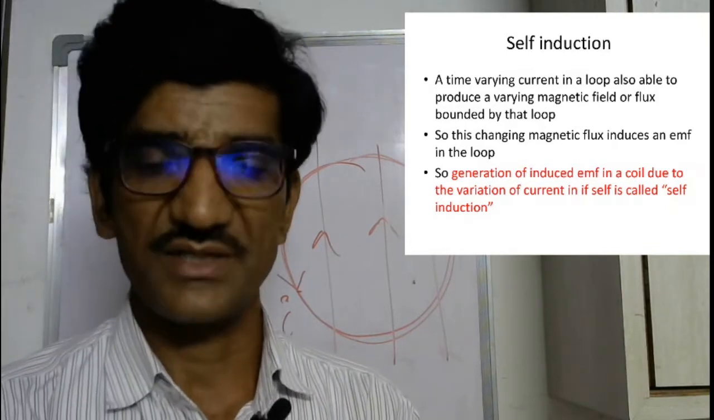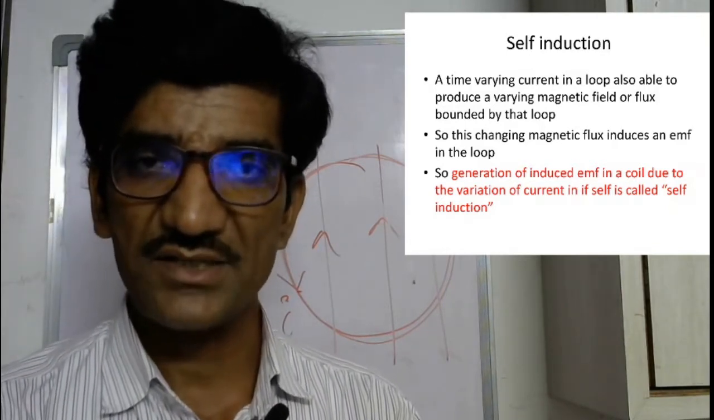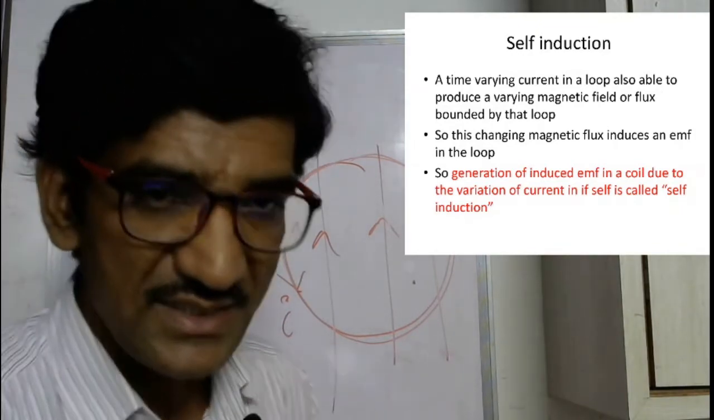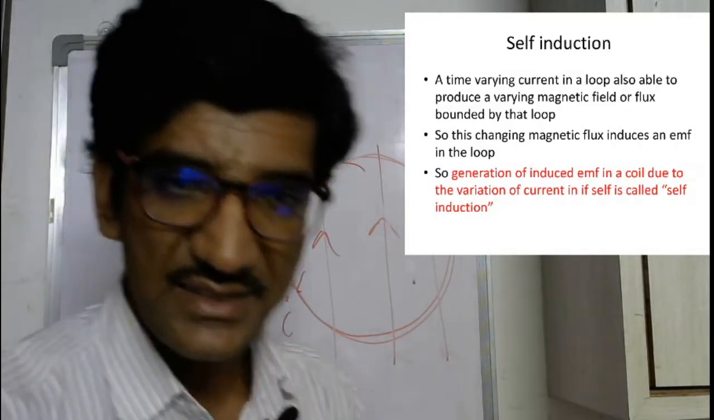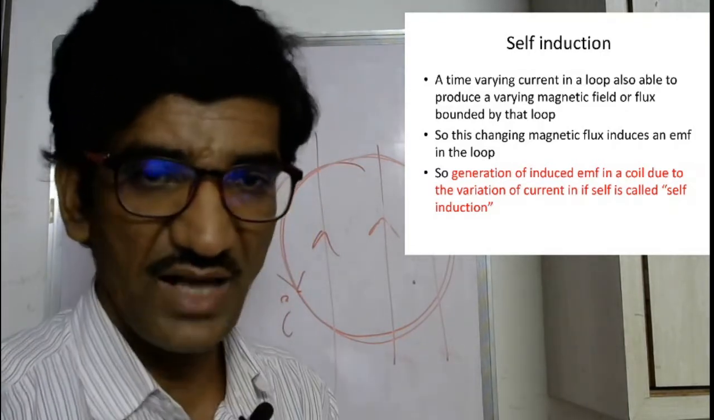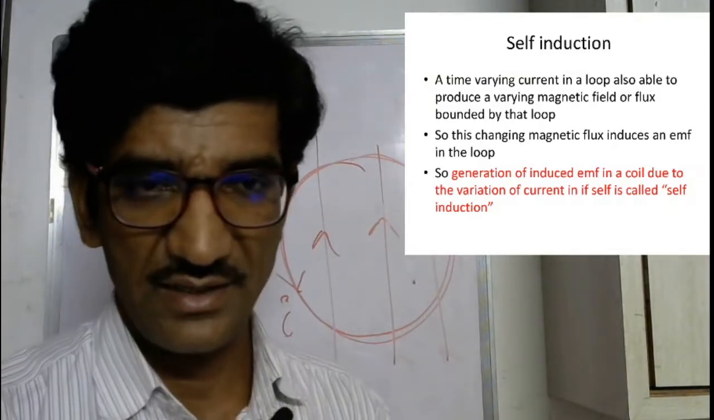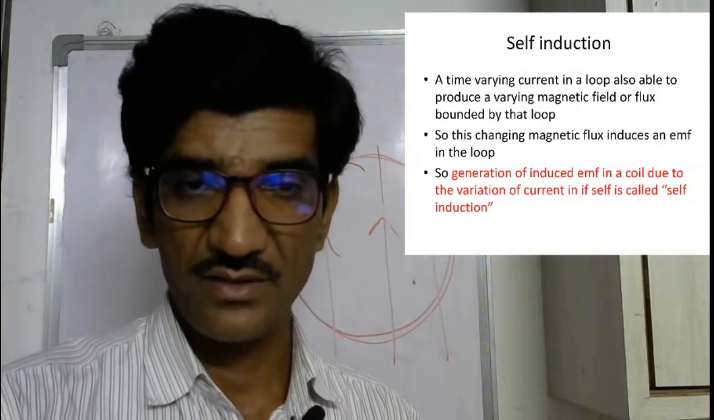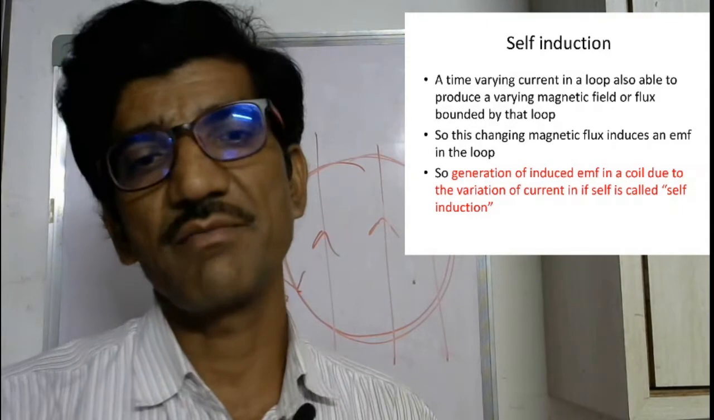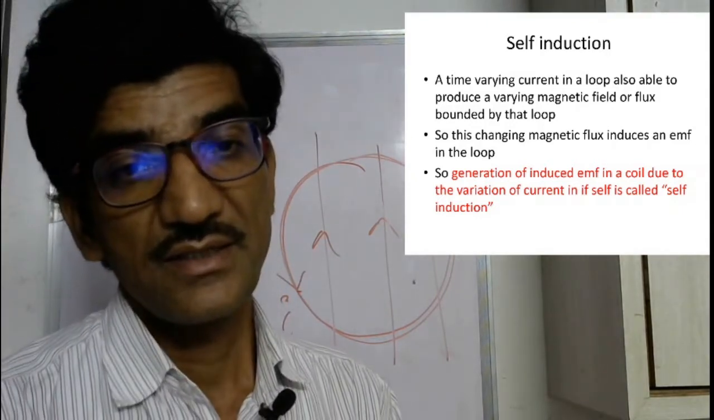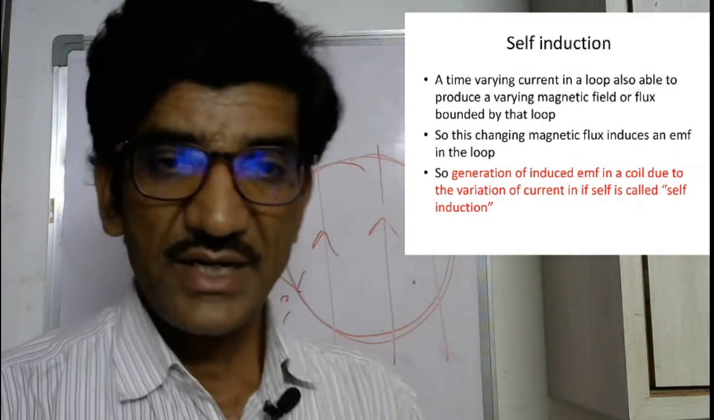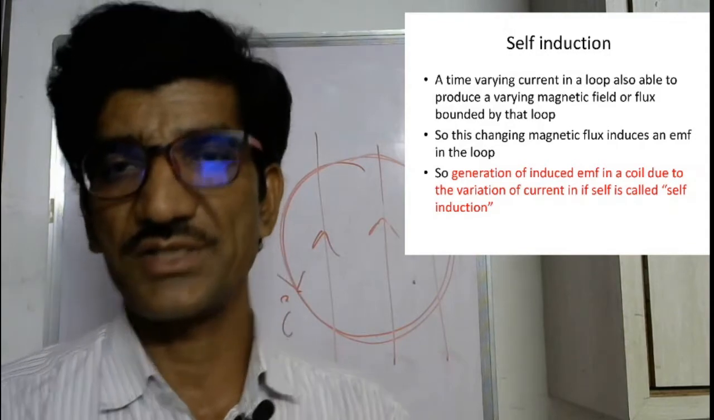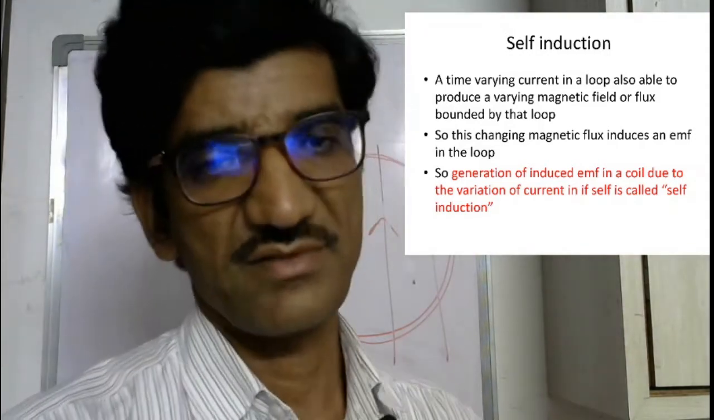What is self-induction? Some current is flowing through a wire. As there is a change in the current, there is a changing magnetic flux around that coil. Now your coil is in the changing magnetic flux. Then you have some induced EMF in that coil. Generating such an EMF in a coil is known as self-induction.